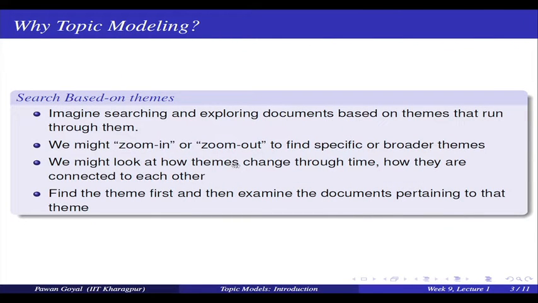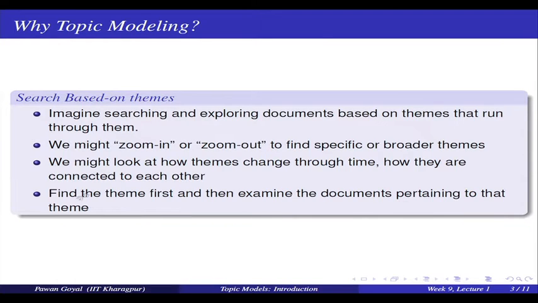We might also want to look at how the themes in a corpus are changing over time, how they are evolving over time. This happens a lot in, for example, scientific articles. A particular research area in physics might start with certain concepts, and over a period of time it has new concepts, through various discoveries. So can we discover what themes are pervading over time? And you can also talk about the behavior where you select the theme first, and then you try to examine the documents that talk about that theme.